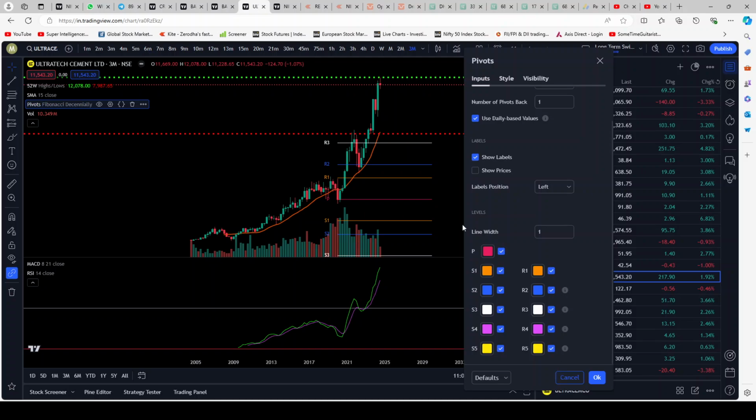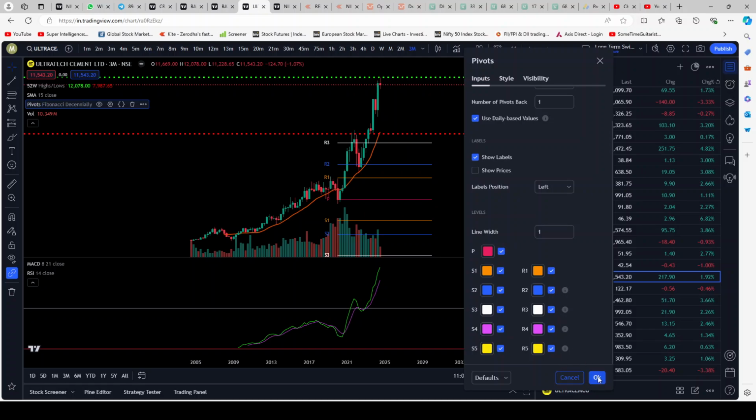What I'm getting on the screen is this red one, which is over here, which is the pivot. S1 and R1, which are these two yellow. Then S2 and R2, which are these two blue. And S3 and R3, which are these two white. All right. 4 and 5 don't come on the Fibonacci.